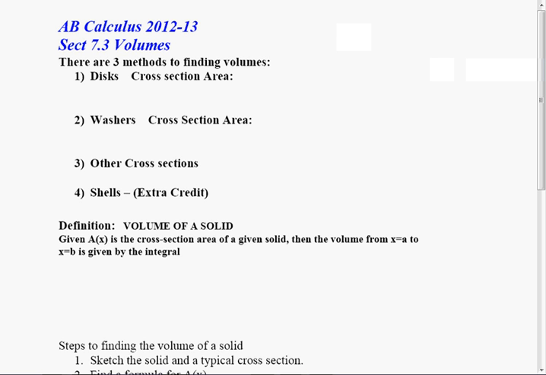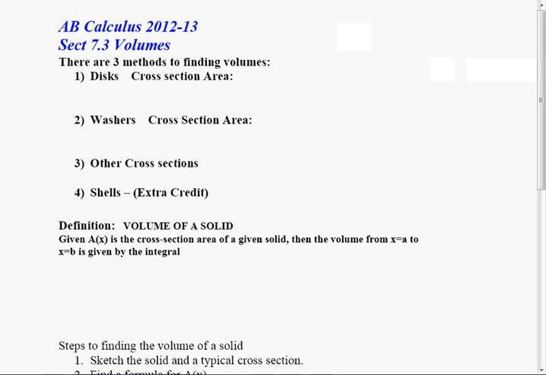We're going to have cross sections that are discs, like a quarter. Then we're going to have cross sections that are like washers, like a washer from somebody's watch. And then we're going to have cross sections that are usually squares. It could be rectangles like a deck of cards. If you open a deck of cards, you take one card, there's your cross section. They're all the same in a deck of cards, but they don't have to be.